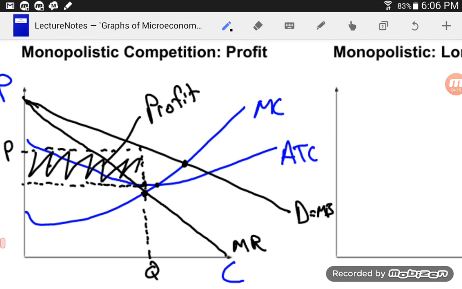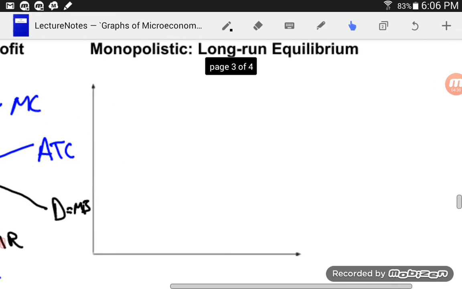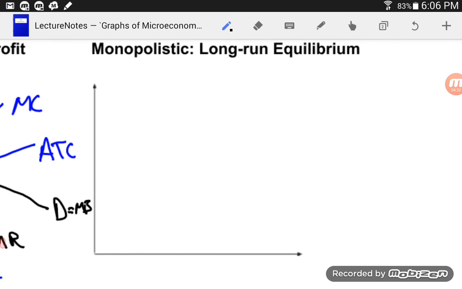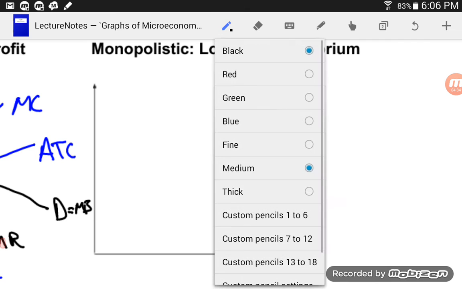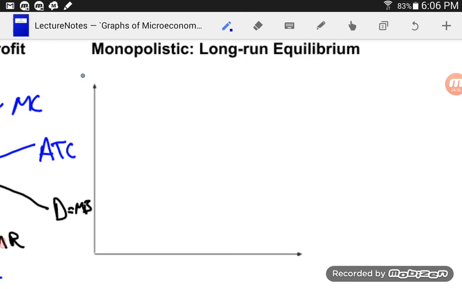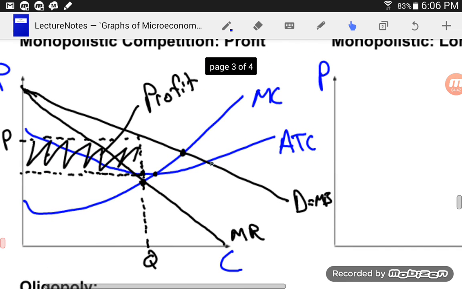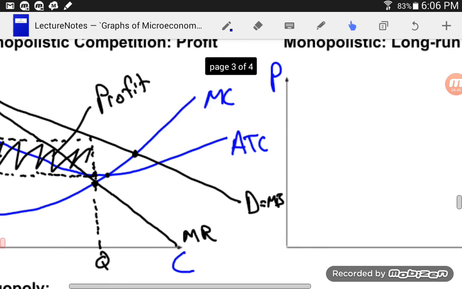Now, the thing with monopolistic competition is that in the long run, if people see that, oh, hey, I'm making a higher than normal profit, I'm making that economic profit, you know what, I should get into the pizza making business. And so we're going to end up with a lot of competition. And what does that competition do? Well, that competition is ultimately going to drive the market demand down.